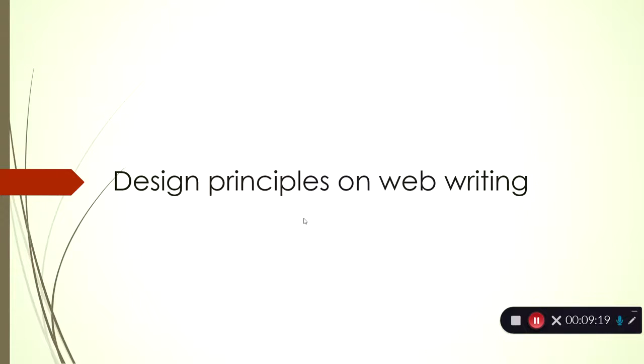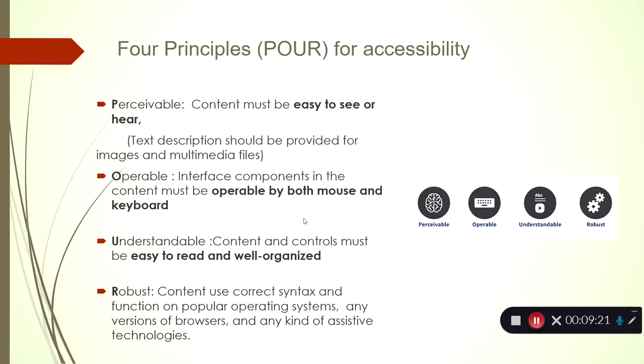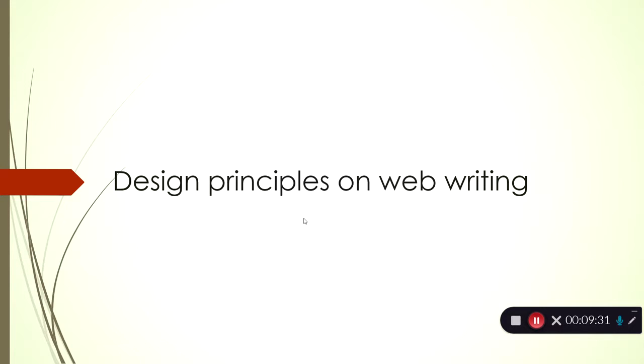So these are the 4 things that you have to consider when you make your website more accessible, considering the accessibility principles. The next thing that we are going to see is what the web design principles are for content writing, web writing.